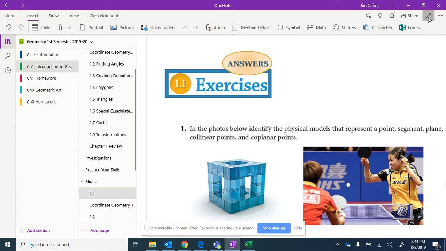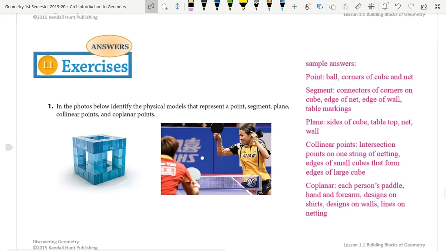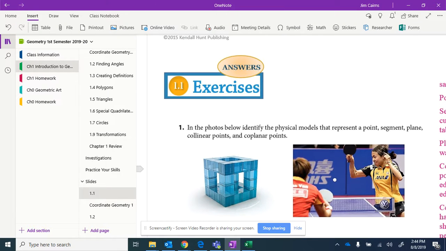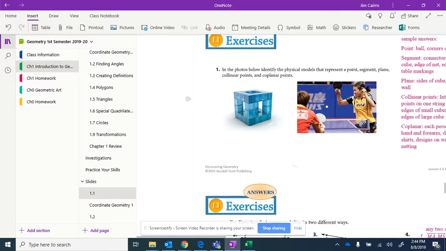All right, this video will go over the 1.1 homework, starting with number 1, and these answers are on OneNote. If you go under lesson, chapter 1, Introduction to Geometry, go under slides 1.1 and slide down until you see the solutions here.